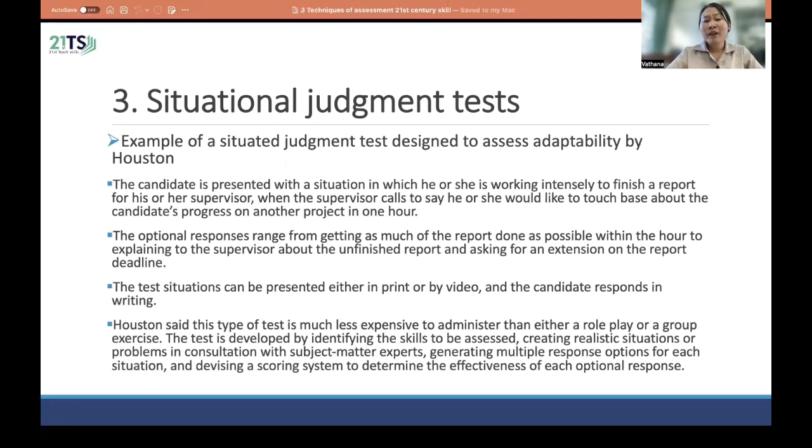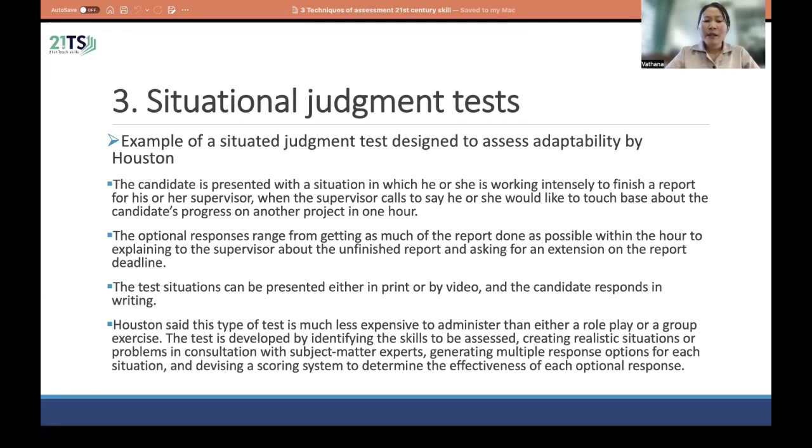So the first sample of the situational judgment test is designed to assess adaptability. The candidate is presented with a situation in which he or she is working internally to finish a report for his or her supervisor, when the supervisor calls to say he or she would like to touch base about the candidate's progress on another project in 1 hour. The options for the respondent range from getting as much of the report done as possible within the hour, to explaining to the supervisor about the unfinished report and asking for an extension on the report deadline.